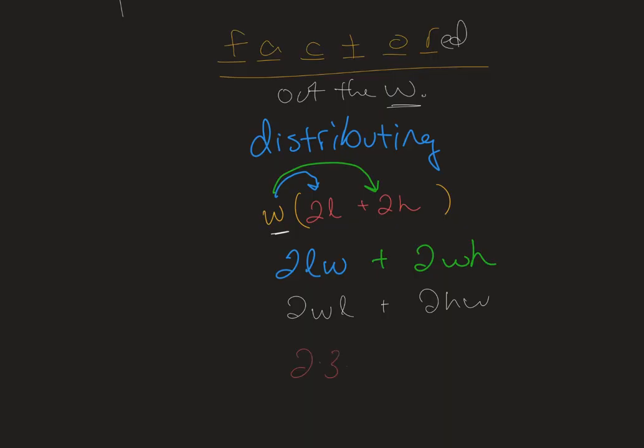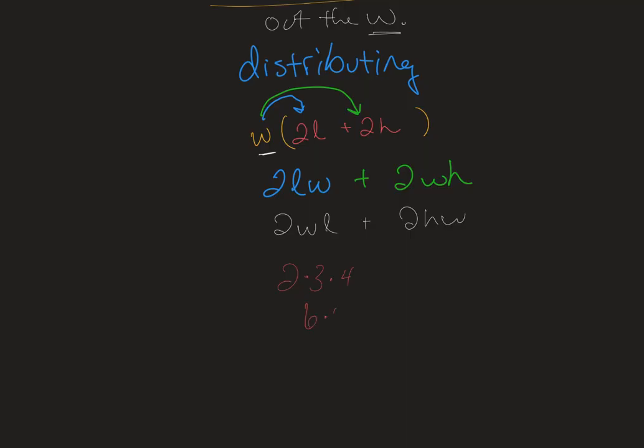What's 2 times 3 times 4? Well, you might say it's 6 times 4, which is 24. What's 2 times 3 times 4? Well, you might say it's 2 times 12, which is 24. And what's 2 times 3 times 4? Well, you might say that it's 8 times 3, which is 24. Each time I did it differently. The first time I did these two, the second time I did these two, and then last time I did these two.